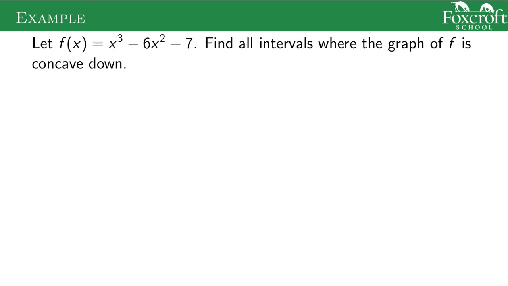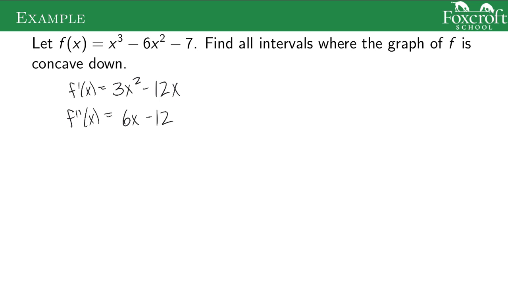So f of x equals x cubed minus 6x squared minus 7. Find all the intervals where the graph of f is concave down. So we're looking at concavity. We're talking about the second derivative, and then we're just looking at positive or negative. So again, we're going to have to make a number line and look at our positive and negative values. But still, the first thing we have to do is take the second derivative. So the first derivative is 3x squared minus 12x. Take the derivative again: 6x minus 12.